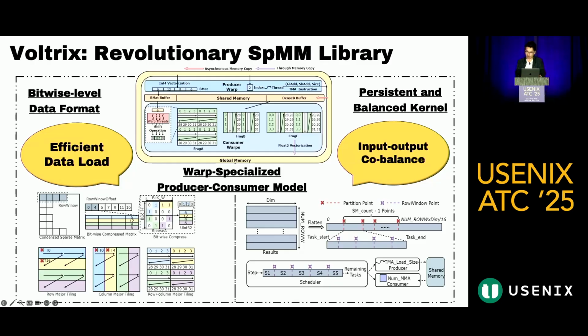Second, we design a warp-level asynchronous pipeline, which fully decouples the data loading from the computation. And this overlap leads to a higher compute throughput. The third one is that we build a persistent and balanced kernel which achieves co-balanced input and output workload, solving the imbalance problem that we saw earlier. Together, these three techniques significantly boost the overall performance.